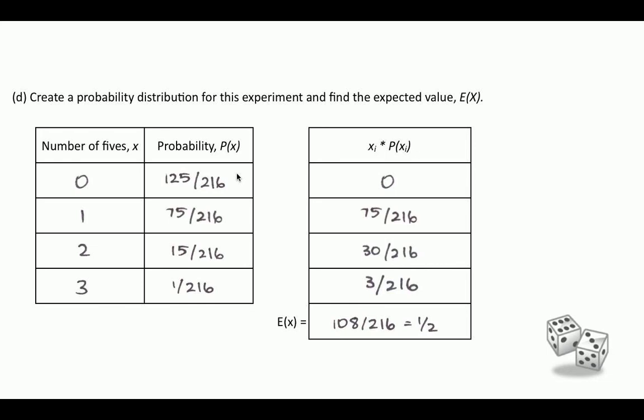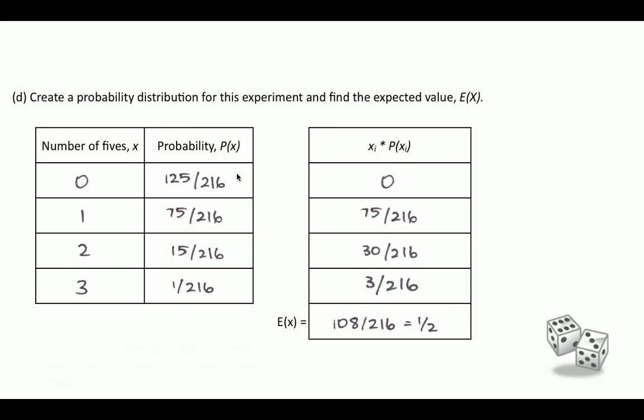Oh, so I could expect to get a half of a 5 in 3 rolls. And can you get a half of a 5 in 3 rolls? No. So we need to interpret what this means. The mathematics is telling us that the expected value for this game is 1/2. What we need to say at this point is, what does that mean?